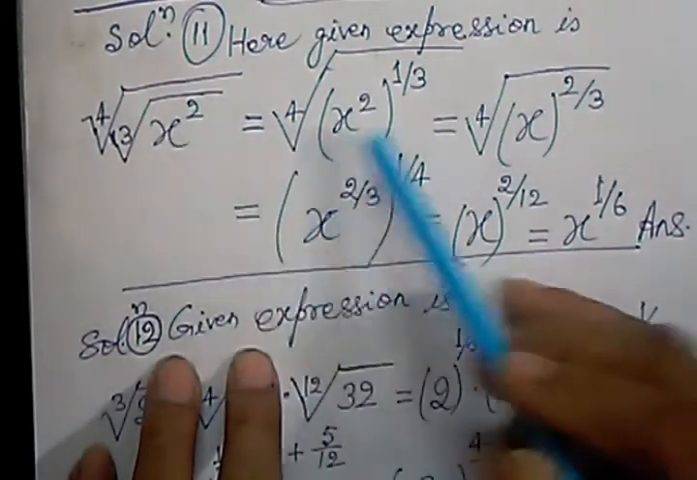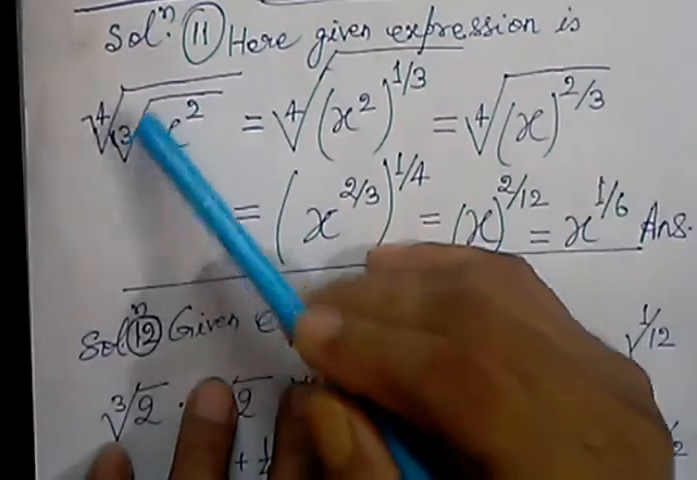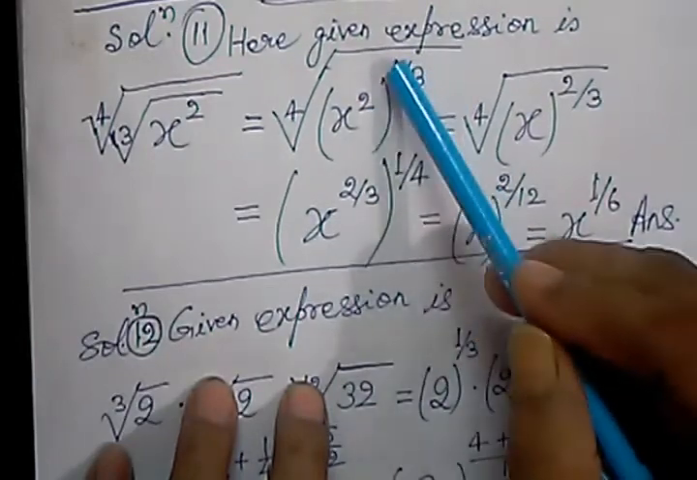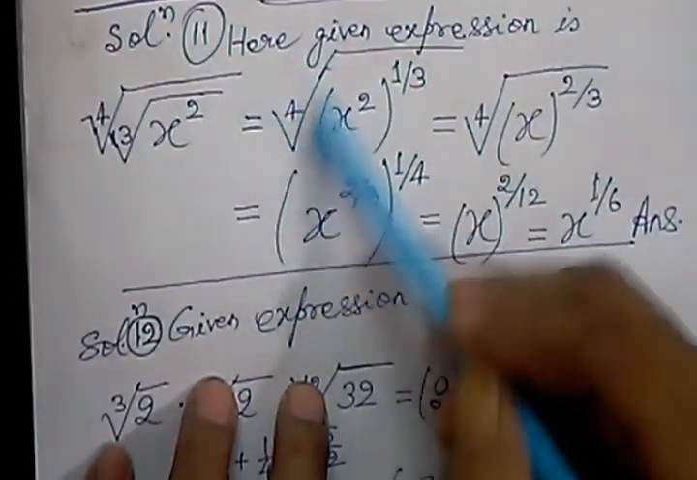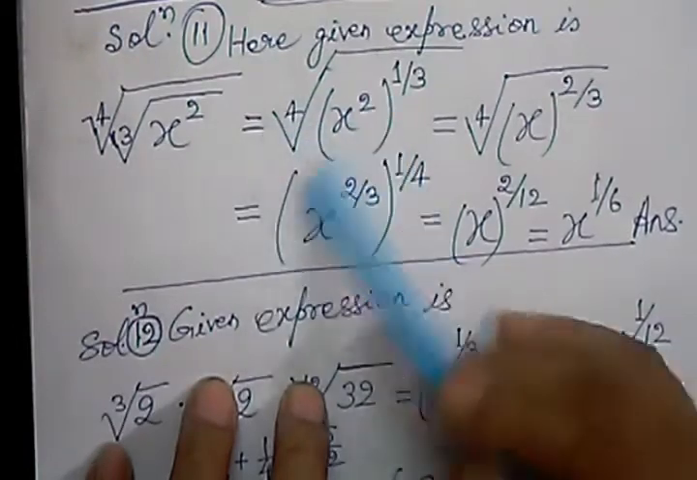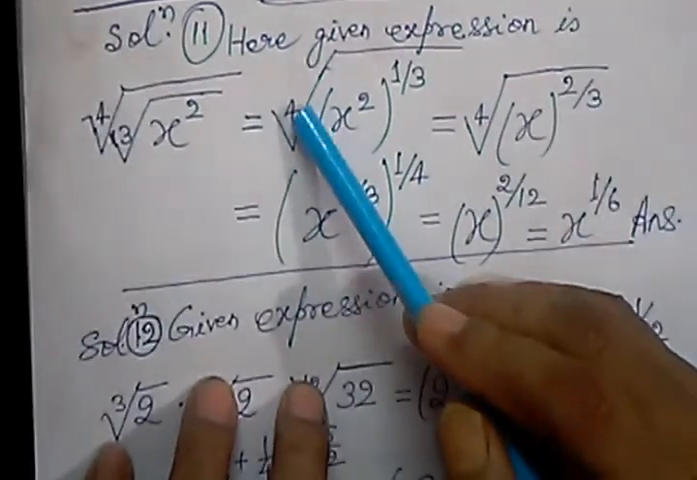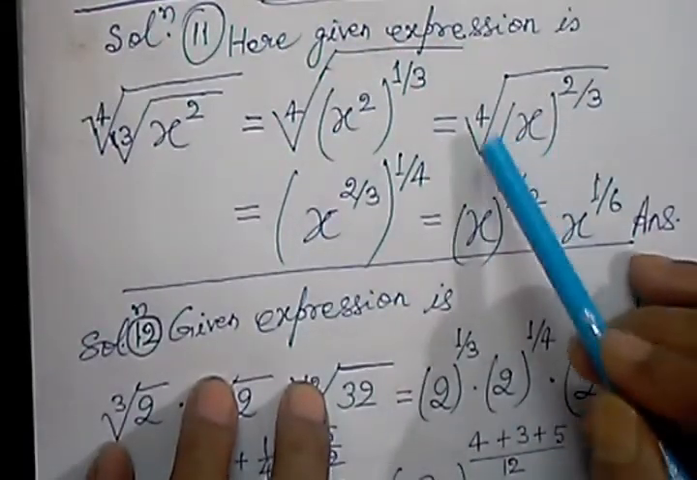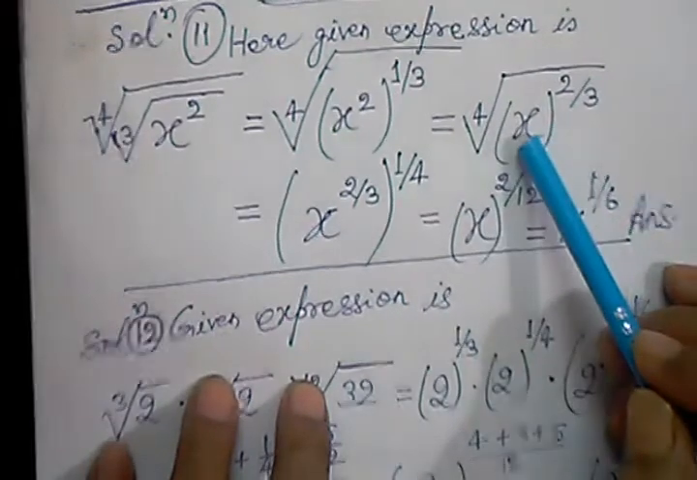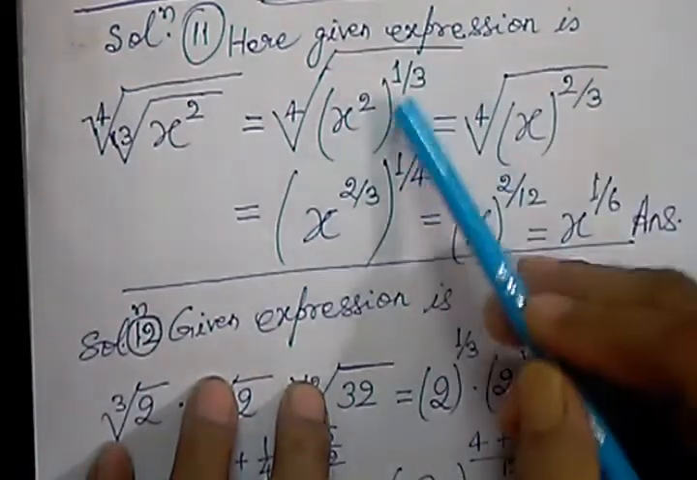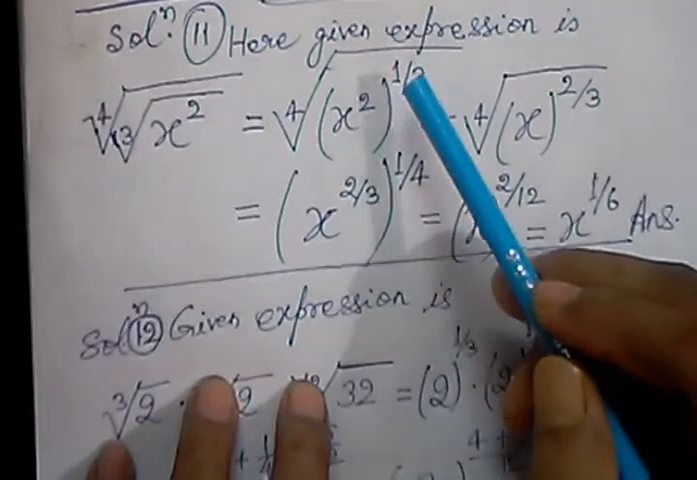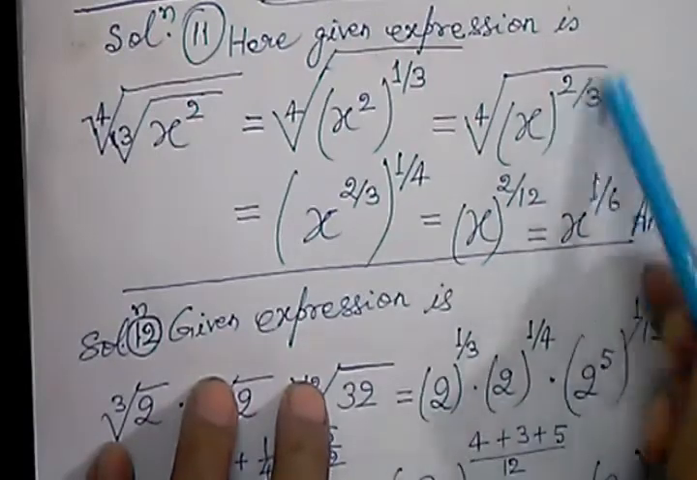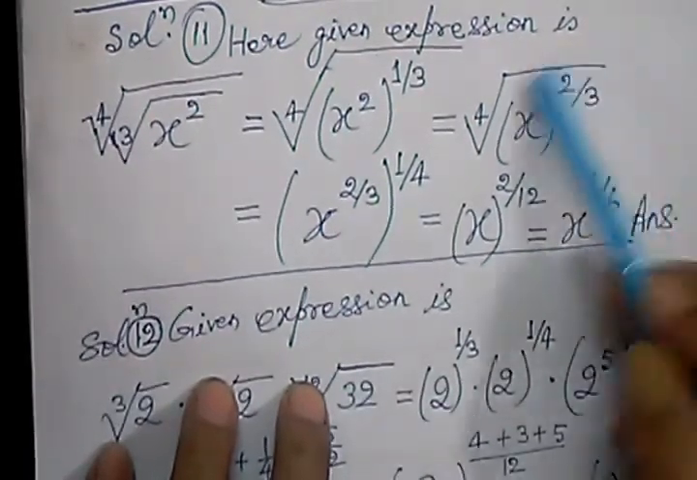So here I have written x square, and this third root means power 1 upon 3. So x square to the power 1 upon 3, and leave it. This will be done in the next step. So this fourth root will be here. Now we will get the fourth root of x to the power 2 upon 3, because here it is power of a power. So powers are multiplied. That's why after multiplication you will get this much.